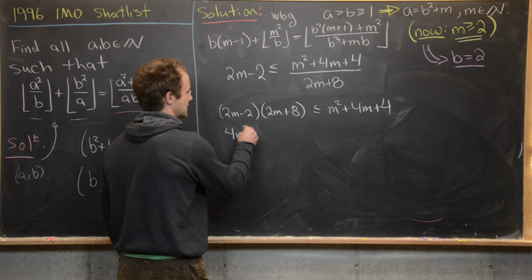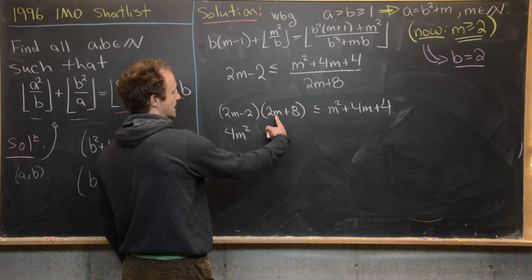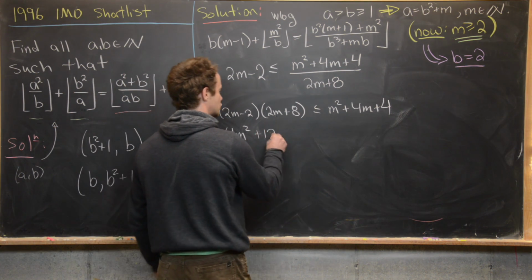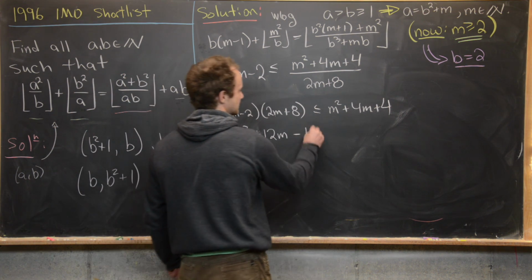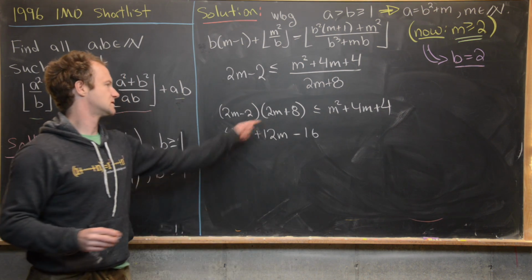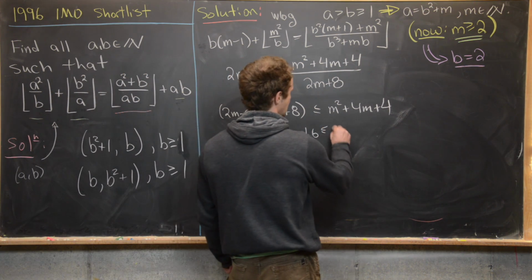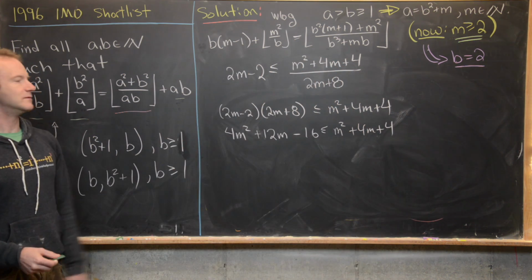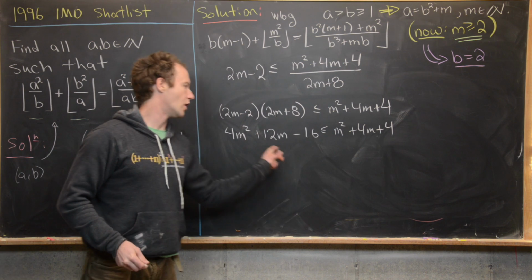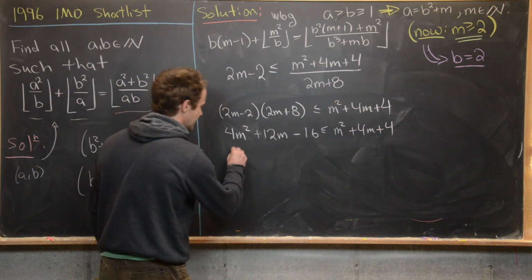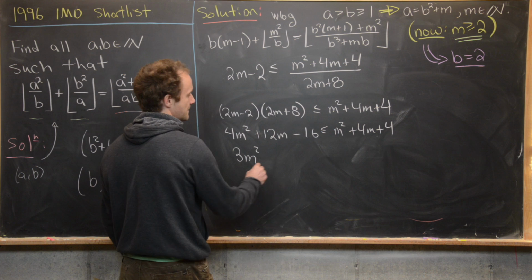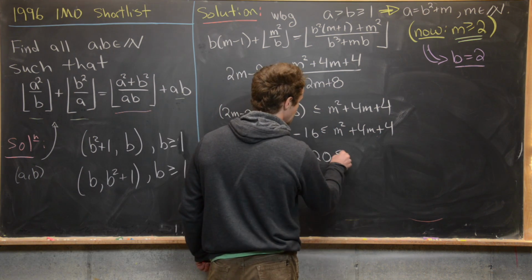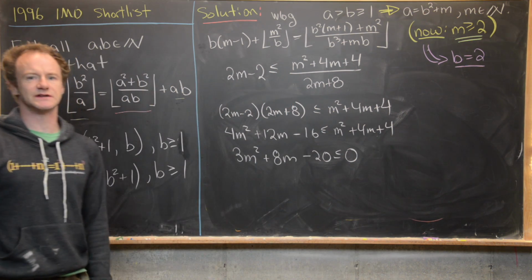We'll get 4m squared minus 4m plus 16m. So that's going to be plus 12m, and then next minus 16. So that's what we get from the last terms. And then this is less than or equal to m squared plus 4m plus 4. Go ahead and move everything over to the other side of the inequality. That'll give us 3m squared plus 8m minus 20, and we want that to be less than or equal to 0.